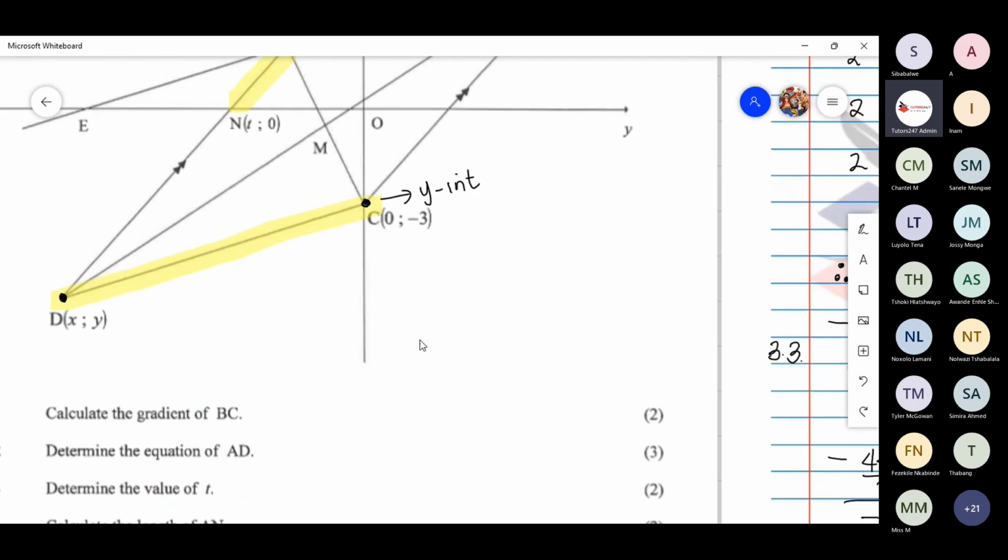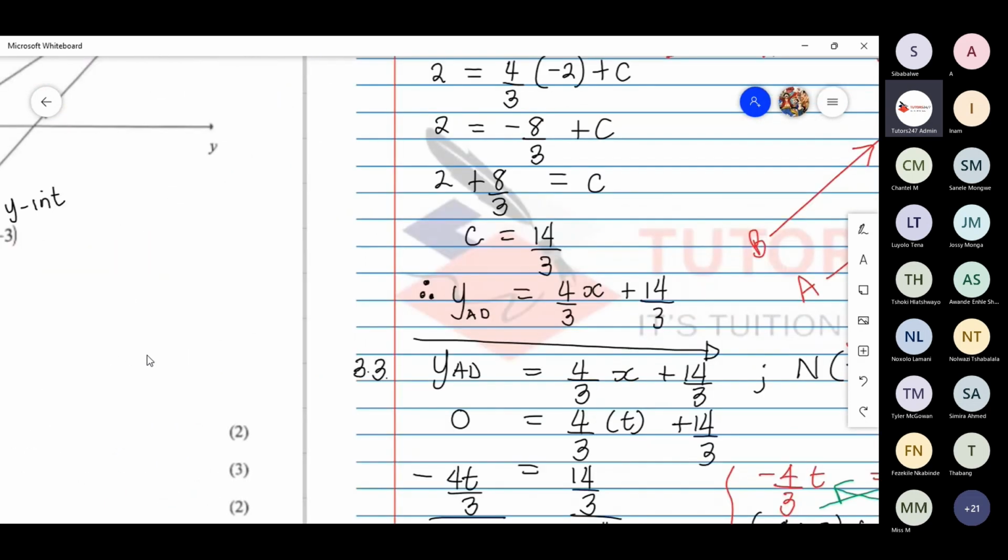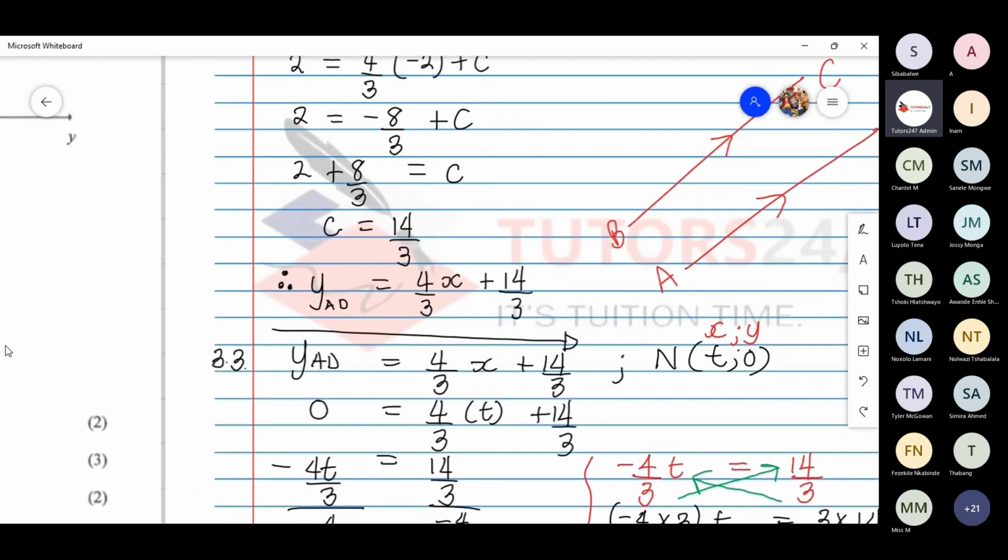So let us go back and find the equation of AD so we can use it. Okay, see, it makes things so much easier because I've used subscript AD. I didn't have to search frantically for it.